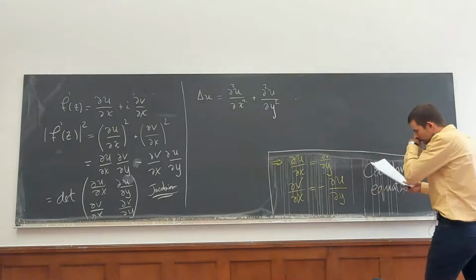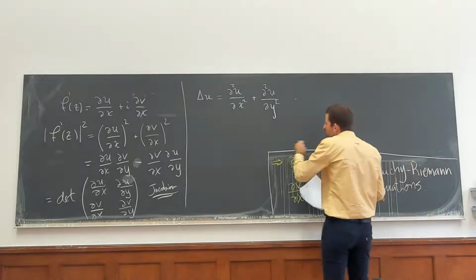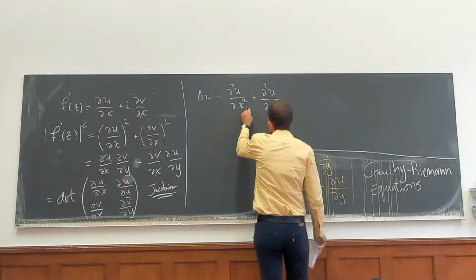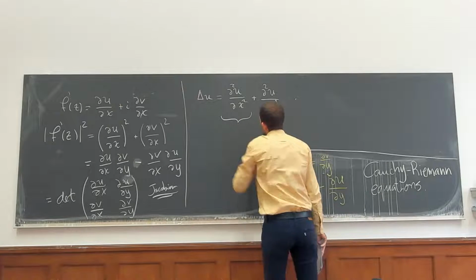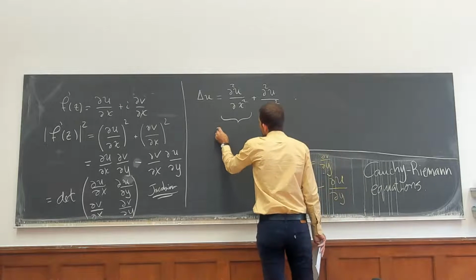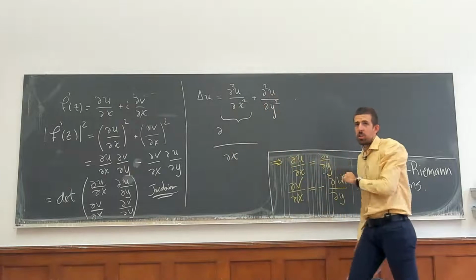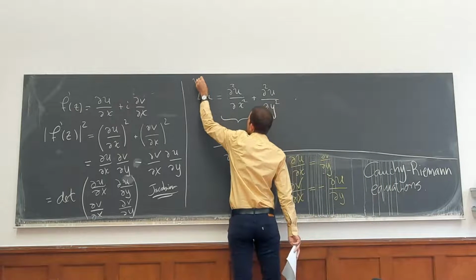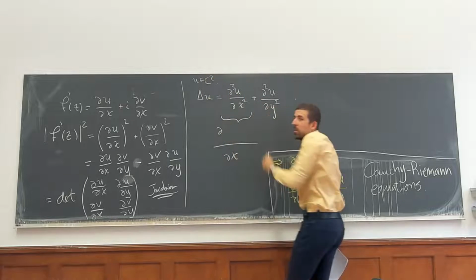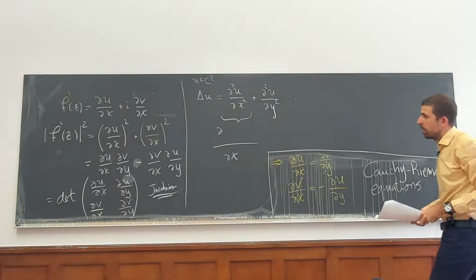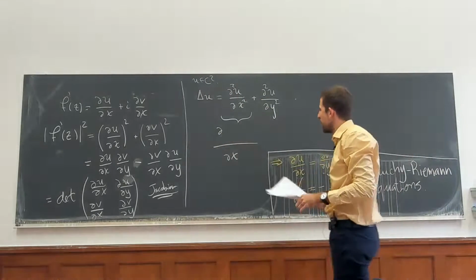Okay. So let's try to write this in a bit of a different way. I'm assuming that I can differentiate u as many times as I want. Let's say it's C2 because I'm differentiating it twice. But we'll see that if f is analytic, that will be the case.